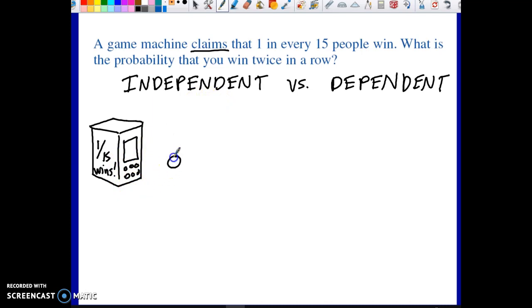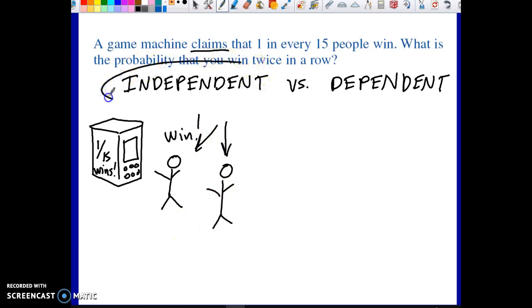Every time a new person comes up to the machine, so let's say the first person comes up and they win. Now, if the next person gets in line, does the fact that the first person won affect this person's chances? I would say no. This is an independent event. What happens to this person does not affect how the other person performs in the game. It's seemingly random, right? They're independent.